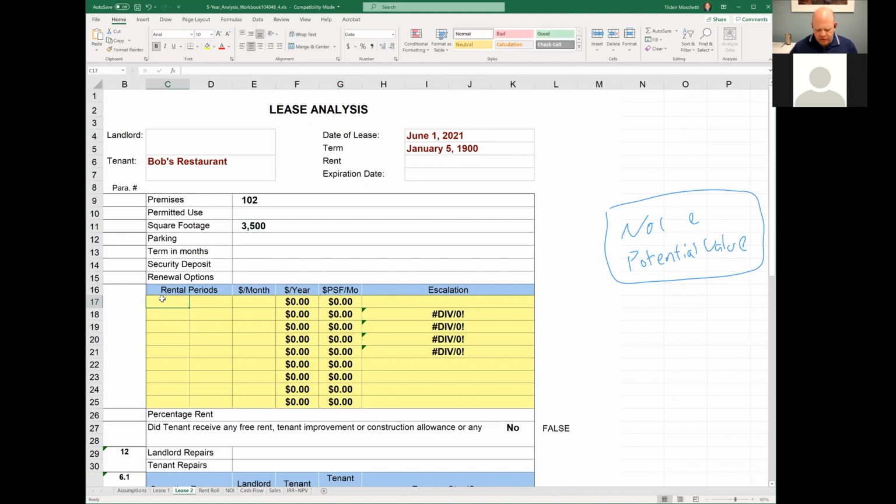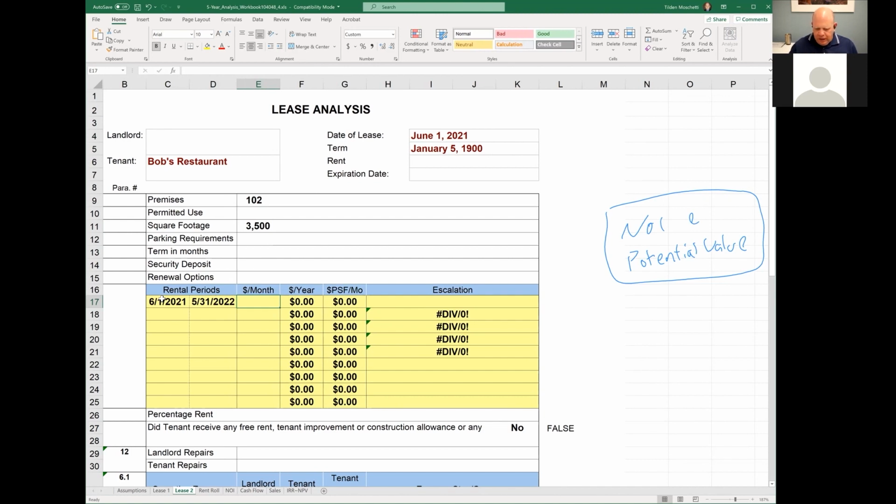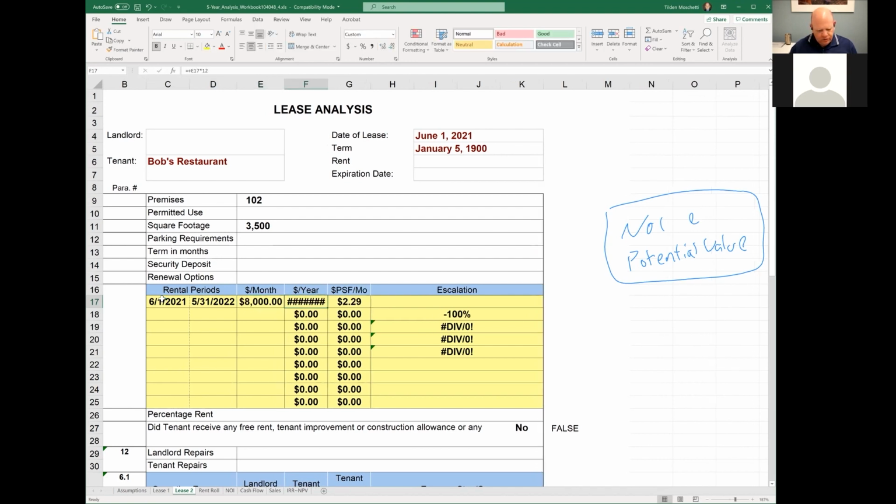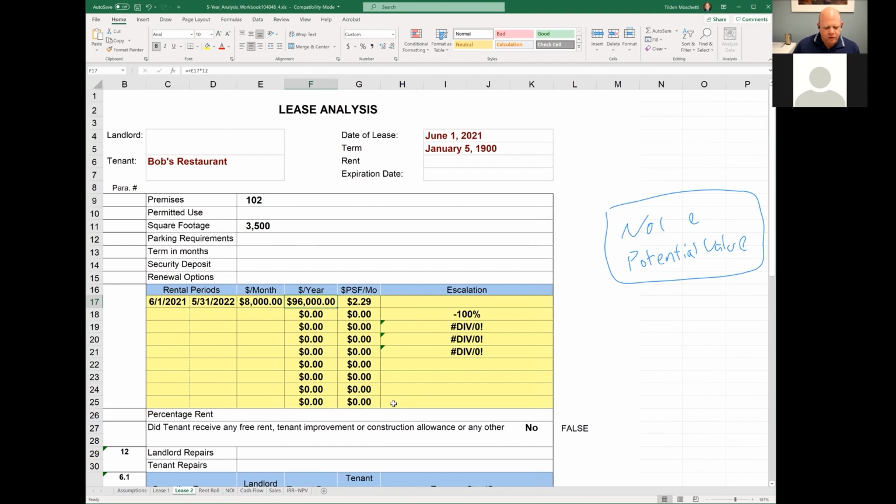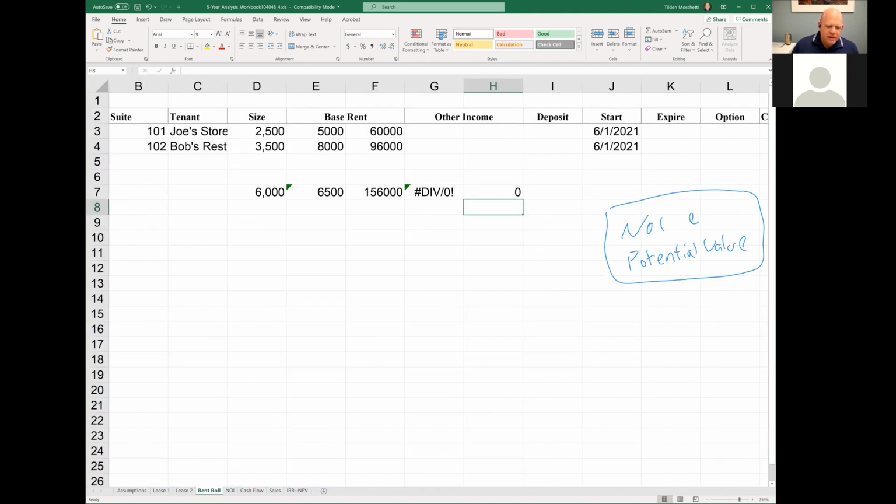And so he's starting there. We'll put him at 6/1. And let's put him at a very different dollar amount. Let's say he starts at $8,000 per month, and now we've got him paying $96,000 per year. Now this all feeds into our rent roll, which is also still part of the NOI and potential value, right?